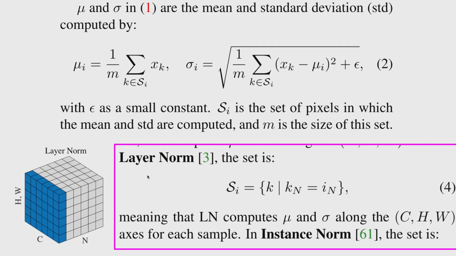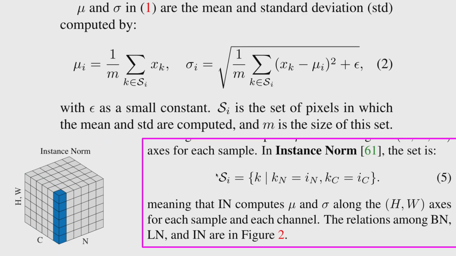Here is layer norm. This is now fixing the batch item. So that means that this computes mu and sigma along the C, H, and W axes for each sample. So again, the subset here that we're fixing is the particular batch item, which is a single image, all channels, all pixels.